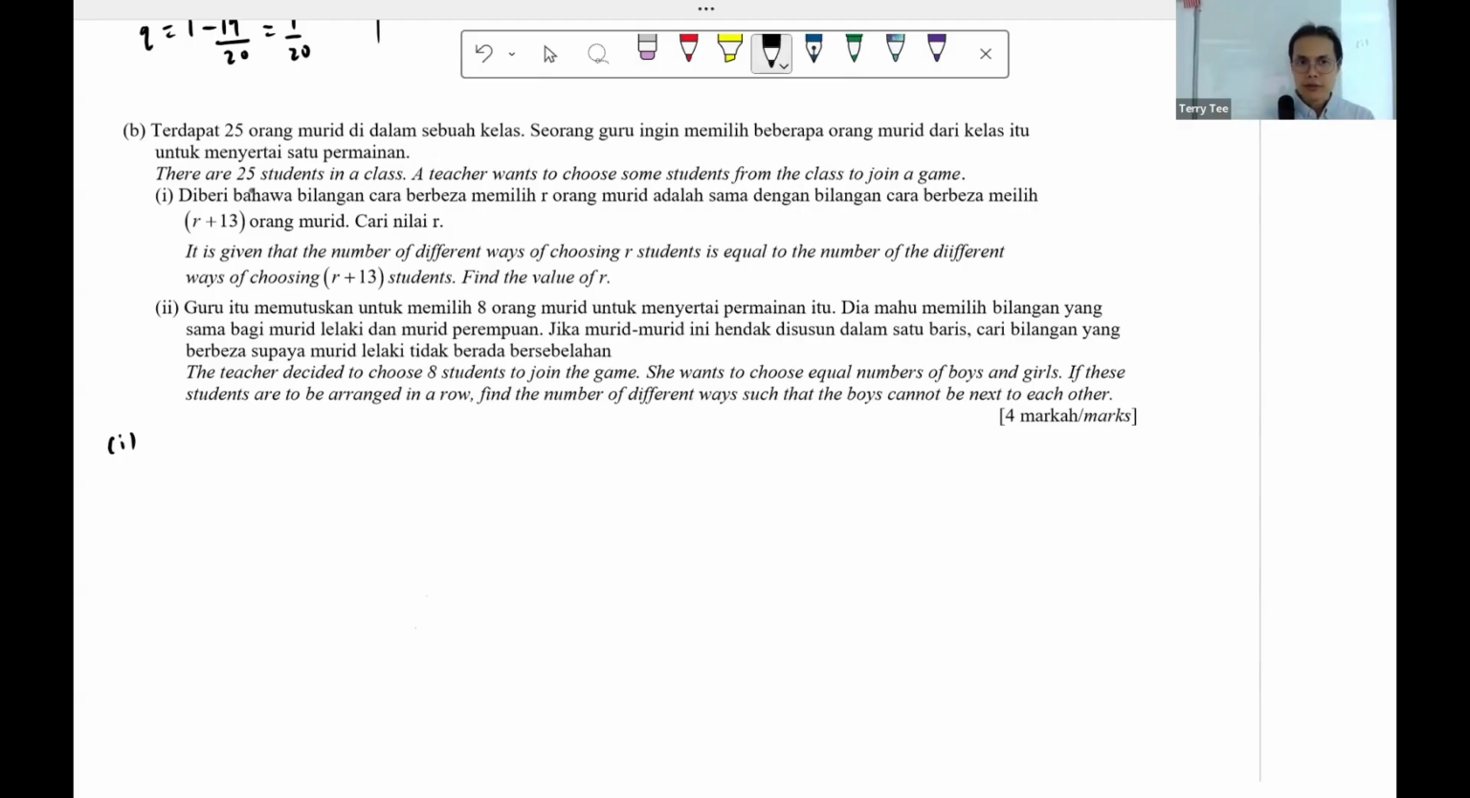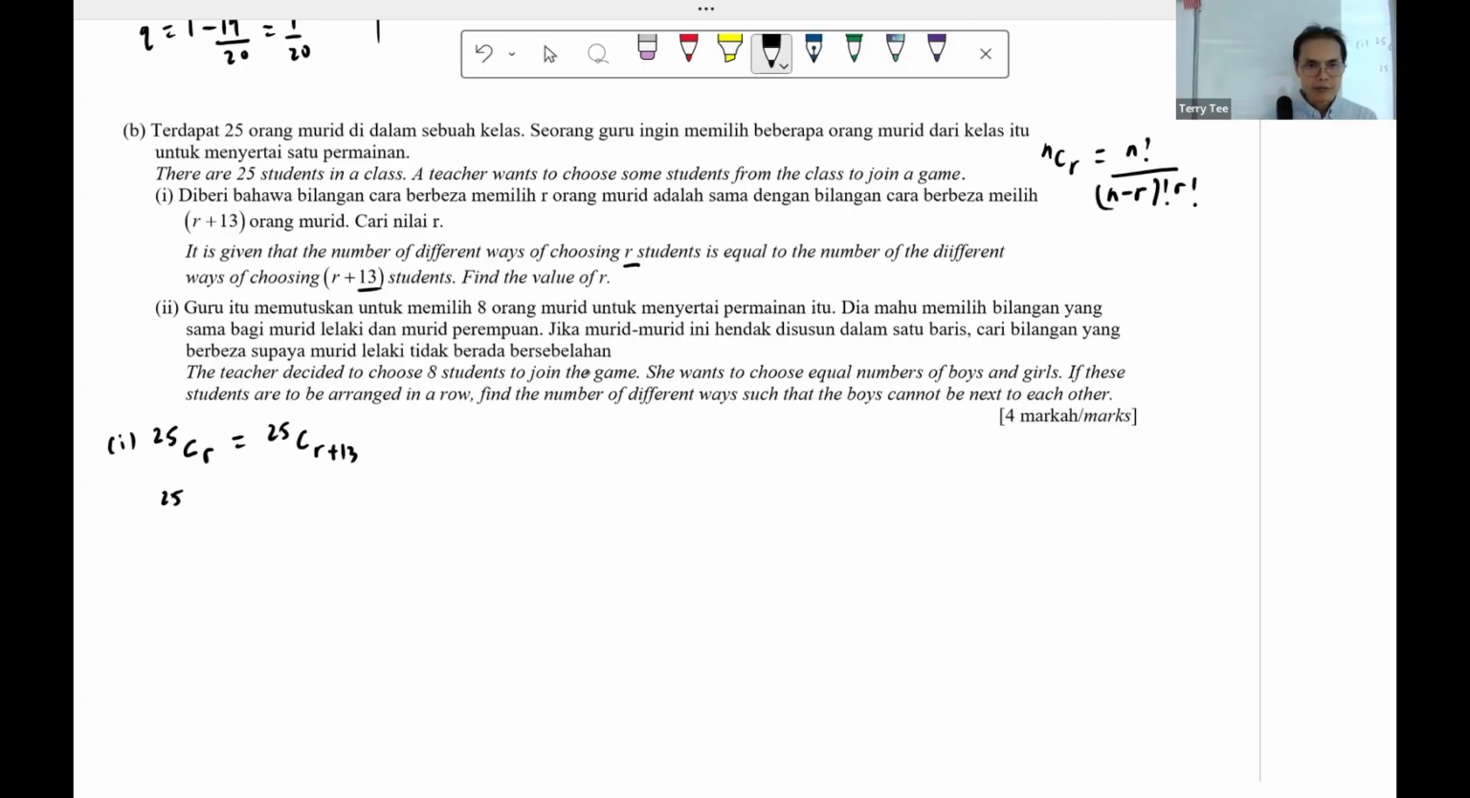The longer way: they say that there are 25 students in the class. The teacher wants to choose some students from the class to join the game. It is given that the number of different ways of choosing r students equals the number of different ways of choosing r plus 13 students. So that means 25 choose r is the same as 25 choose r plus 13. So remember this formula: nCr is n factorial over (n minus r) factorial times r factorial.